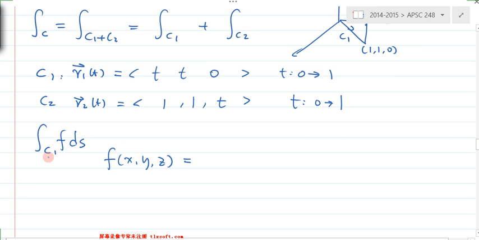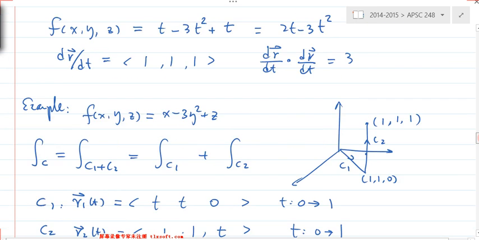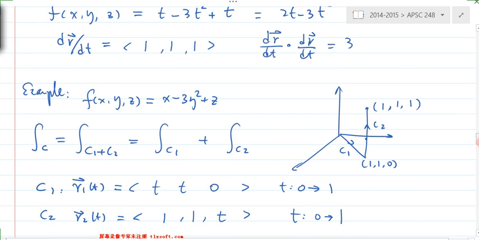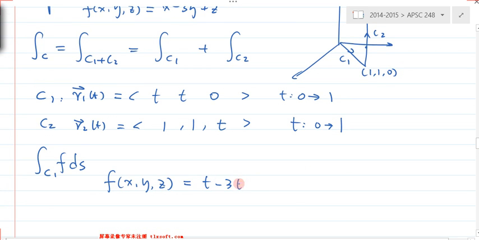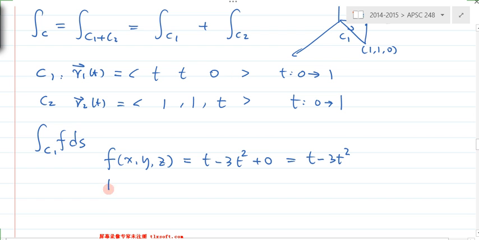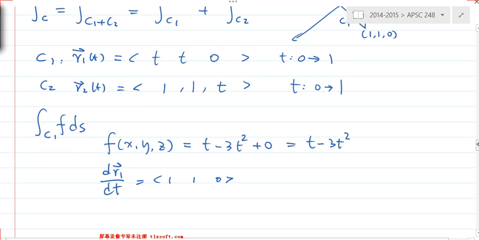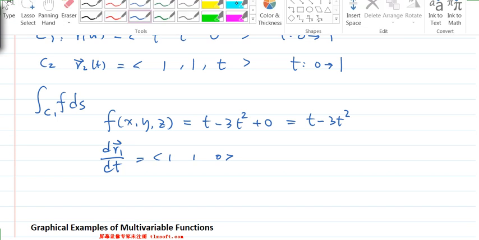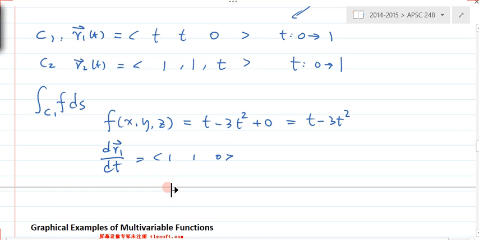So for C1, that's t minus 3t squared plus 0, so t minus 3t squared. That's the f function along C1. And dr over dt is easy: that's 1, 1, 0. Once you have these two, we can simply plug into the formula that we used in the previous example.